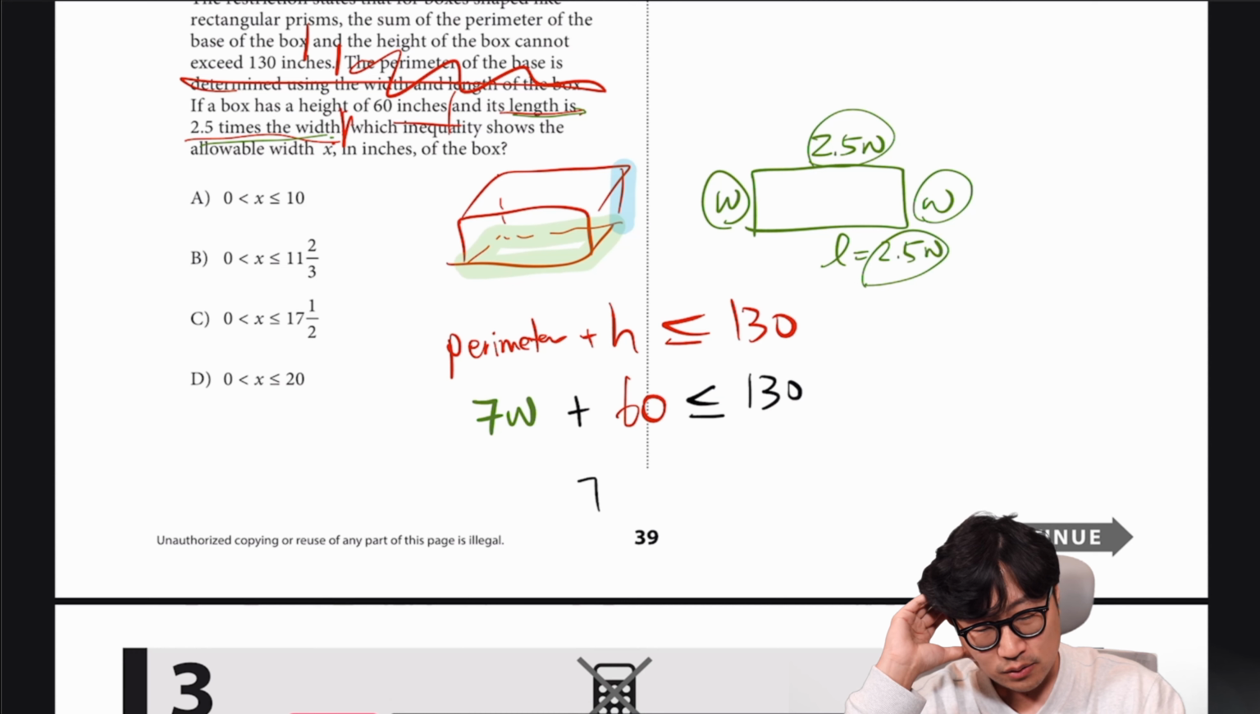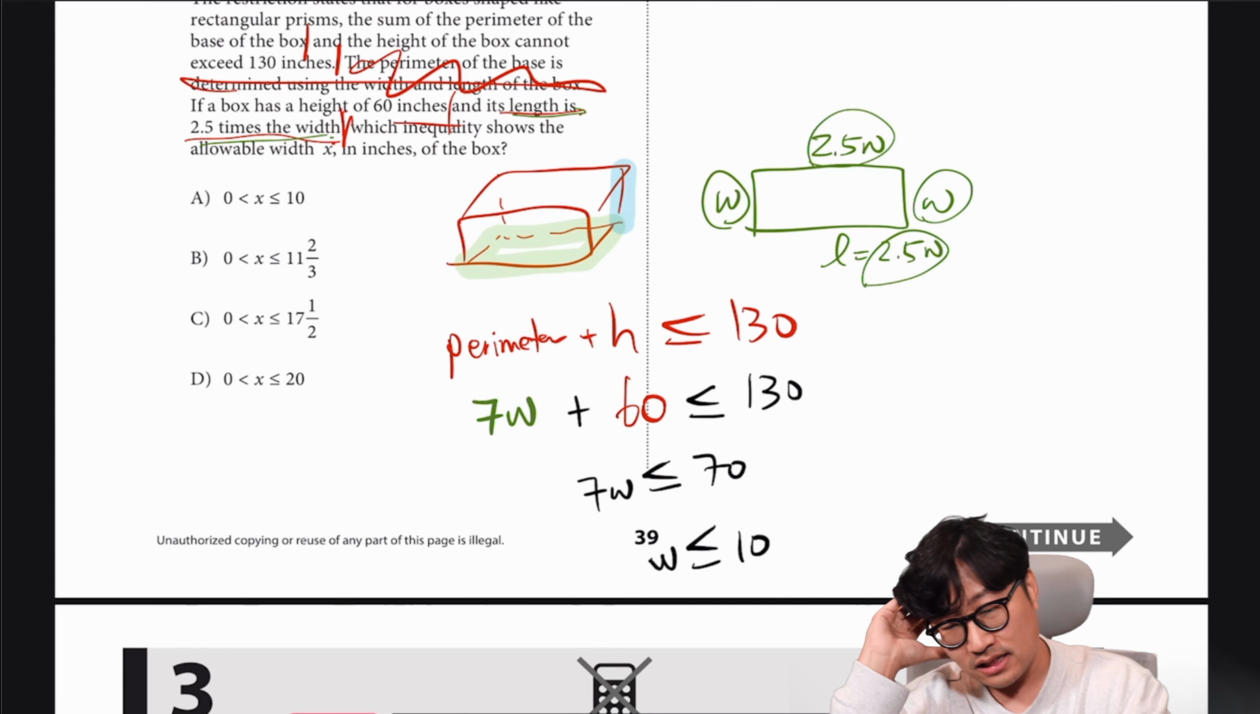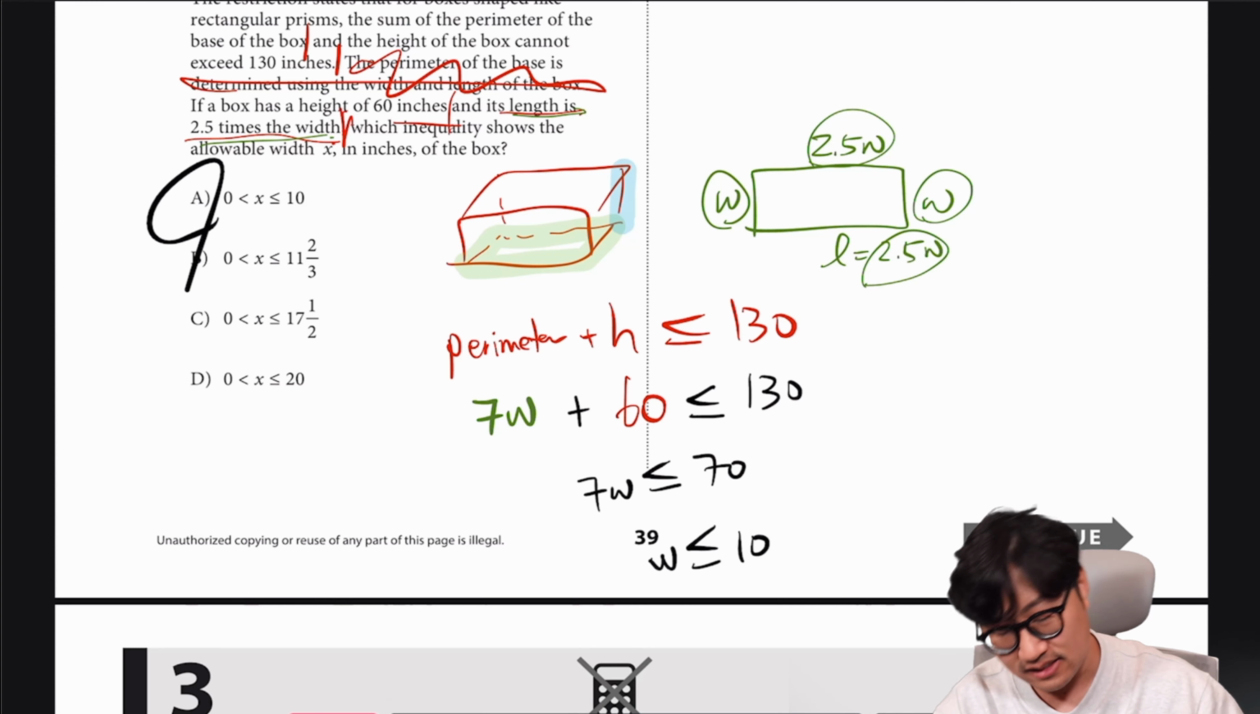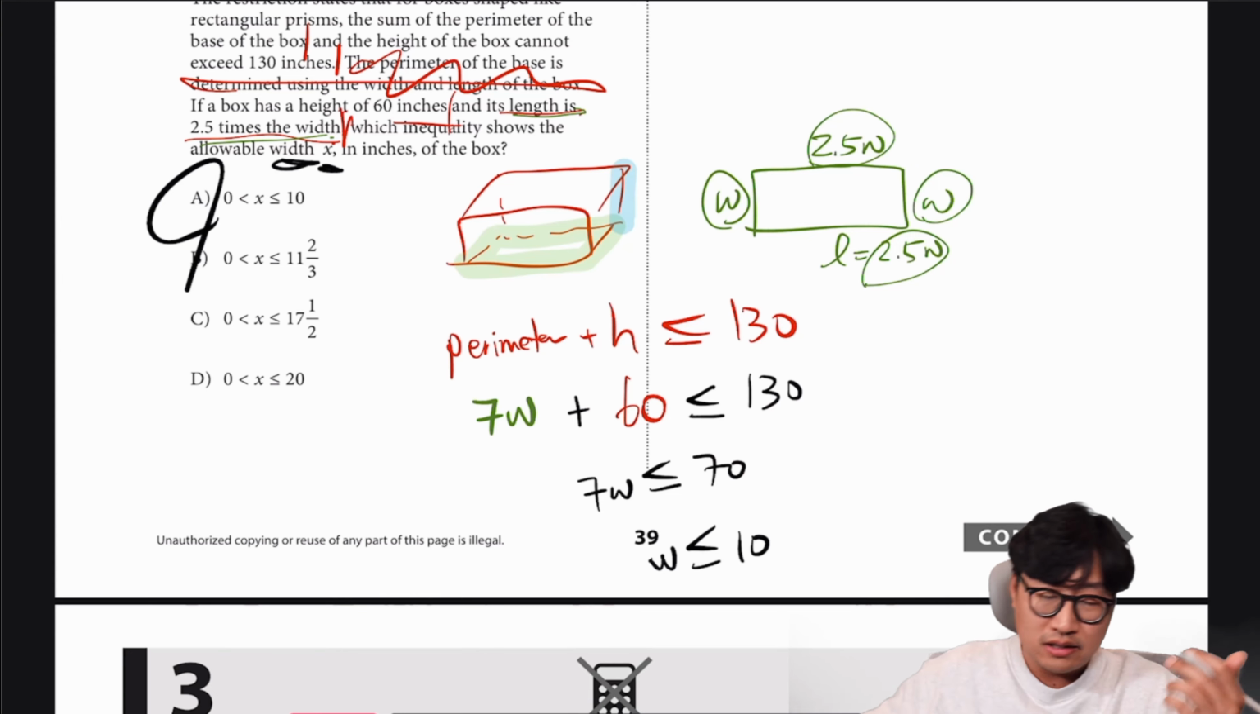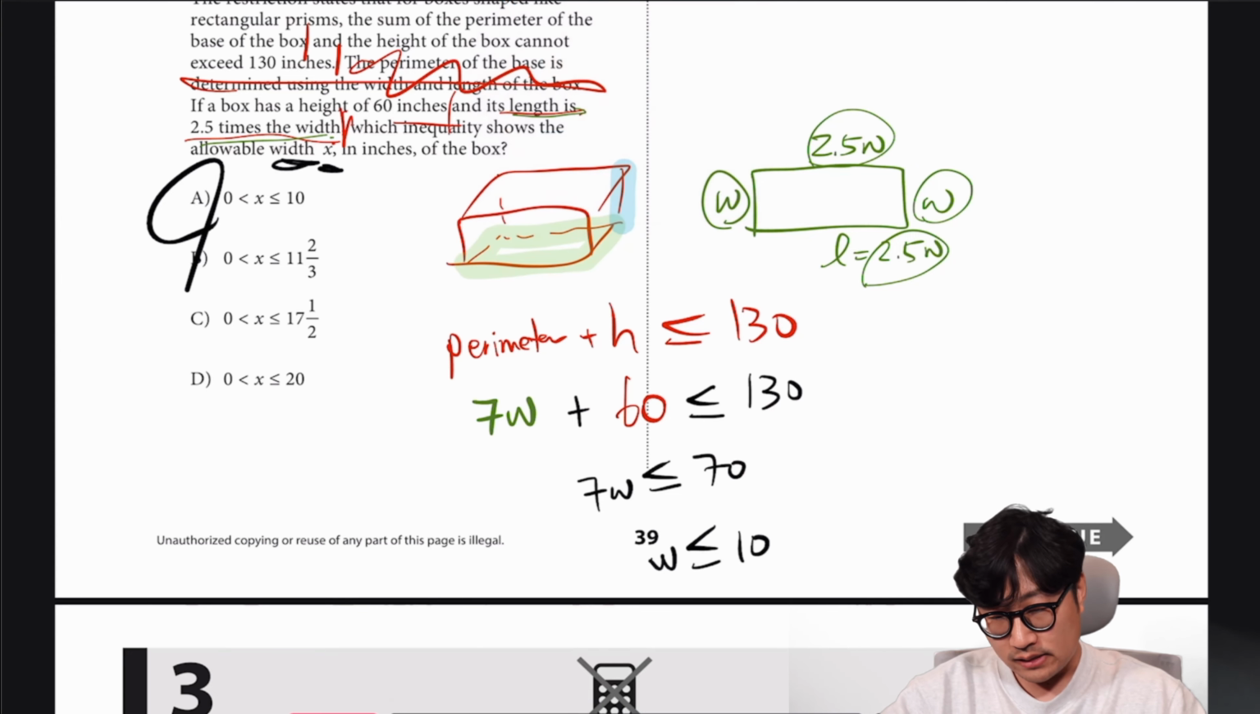Just subtract 60 on both sides. So 7W is less than or equal to 70. So W is less than or equal to 10. And A is the only thing that has that. It says X. It doesn't say W, but it says X is the width. I just called it W, but it really doesn't matter. All right, so that was number 14.